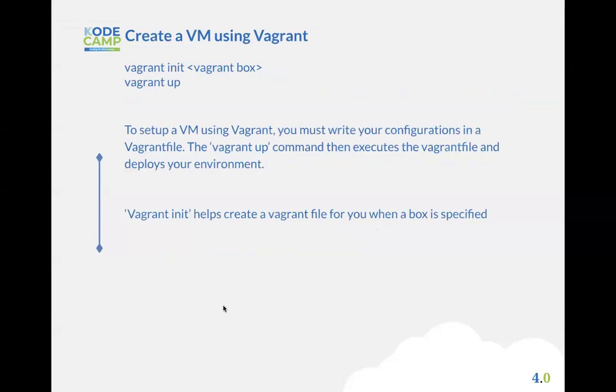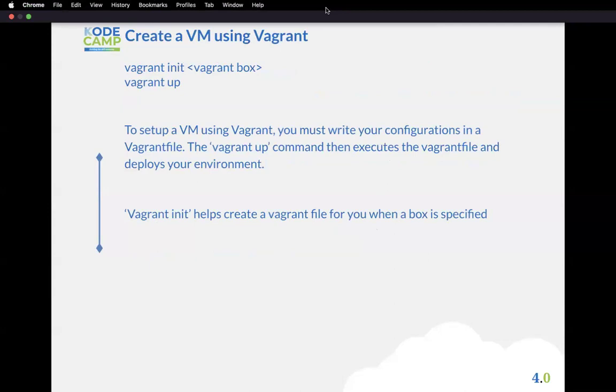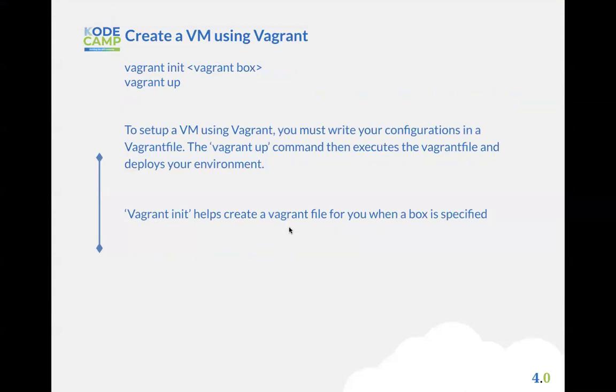Creating a VM. So creating a virtual machine in VirtualBox, creating a virtual machine in Vagrant would need you to have a Vagrantfile. Now you can easily have a Vagrantfile configured for you when you use the init command. So you can use vagrant init and the particular box that you want to work with.